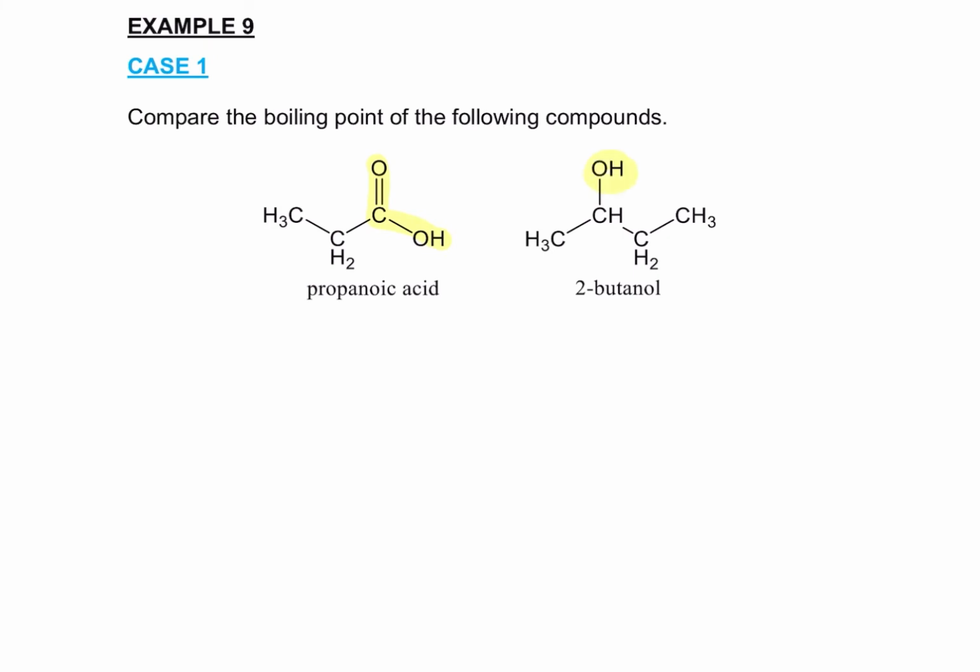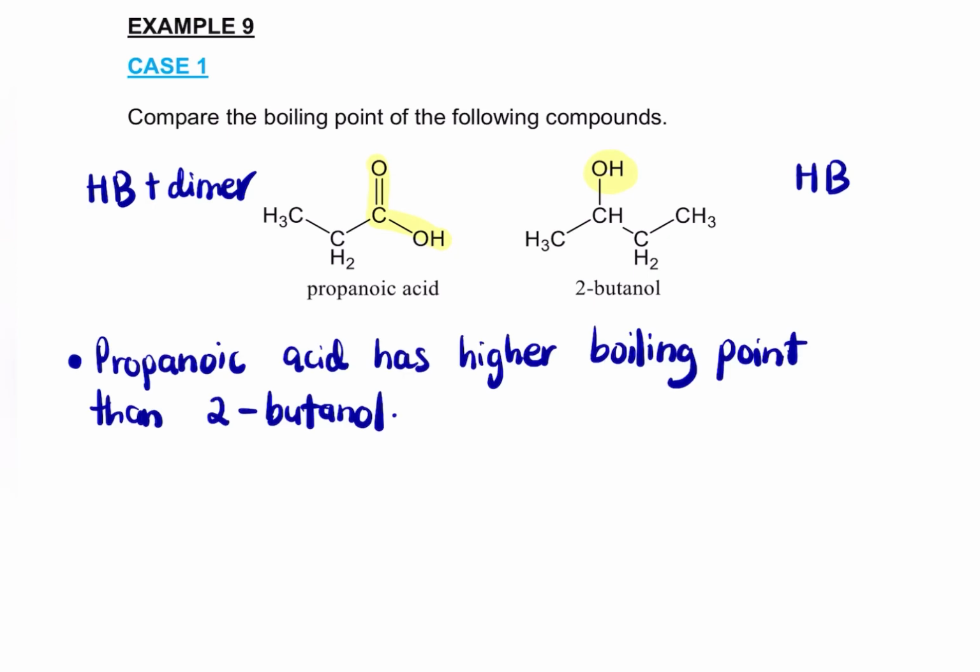So what will happen? Both of them can form hydrogen bonding. I use short form HB. But the special thing about propanoic acid, this is carboxylic acid, it can also form dimer. So hydrogen bonding with dimer. So you can conclude that propanoic acid has higher boiling point than 2-butanol. So the first point, you have to tell which one has the highest boiling point. So as I mentioned before, propanoic acid has higher boiling point than 2-butanol. So this is the first point.